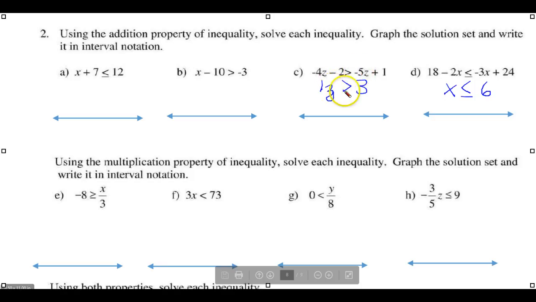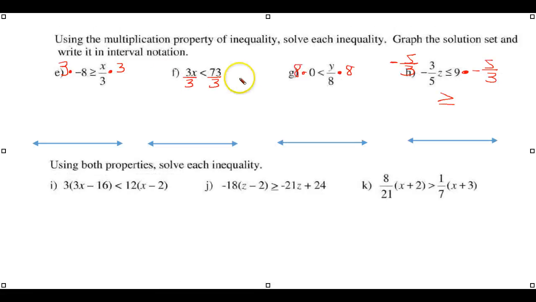And now this is a way where I don't have to worry about reversing the sign. This is what I had. Z was greater than 3. Here, I should say x is less than or equal to 6. So there's our 6, and we're going to use a bracket, because of the equal sign, 6 is included. And then when we put it in interval notation, it's from negative infinity, that's what's out here, up to 6, bracket.